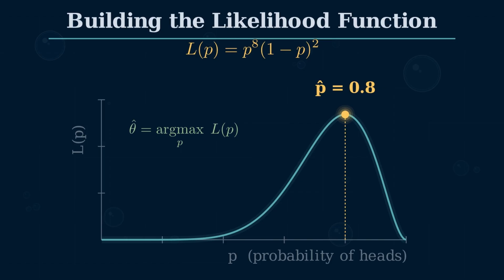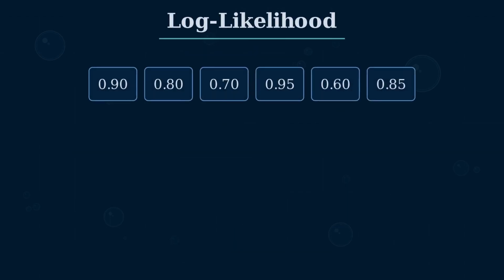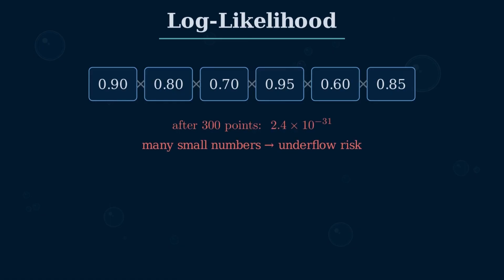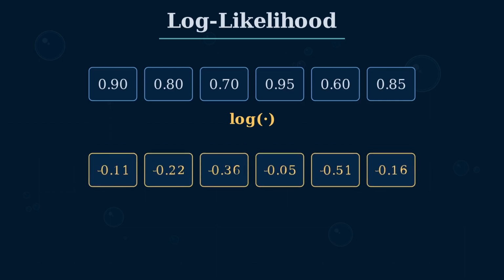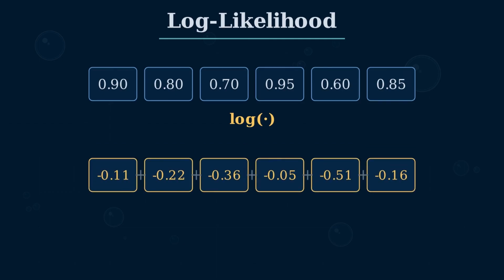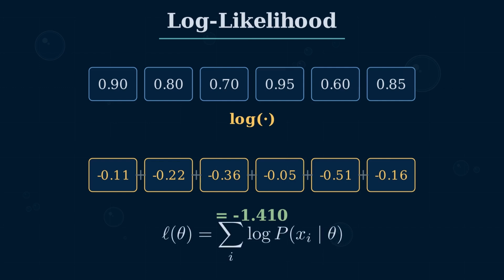Products do not scale, so we use logs. Real datasets have far more than 10 points. Multiply hundreds of small probabilities together, and the product vanishes towards 0, underflow. So we take the log. Log turns multiplication into addition. Each tiny probability becomes a log probability, and the product becomes a sum, the log likelihood. Because log always increases, the P that maximizes the likelihood also maximizes the log likelihood. Nothing about the answer changes, only the arithmetic gets safer.